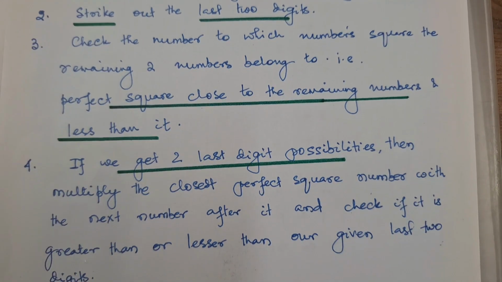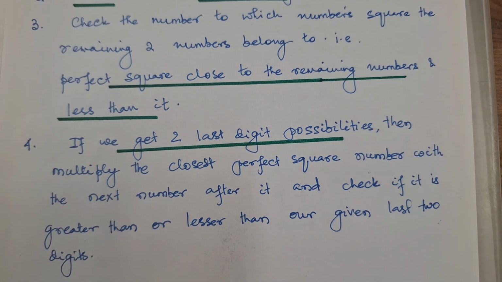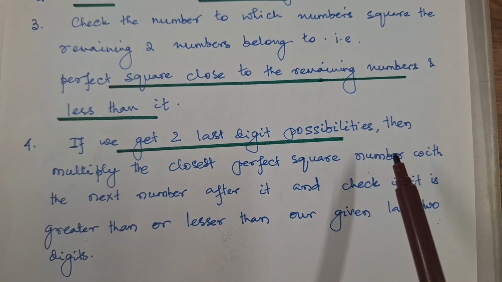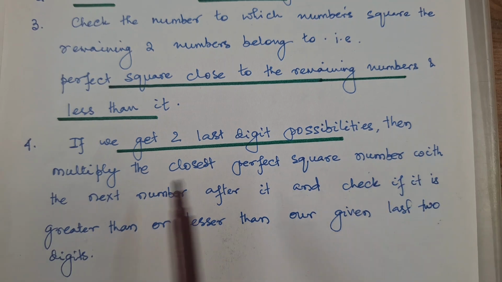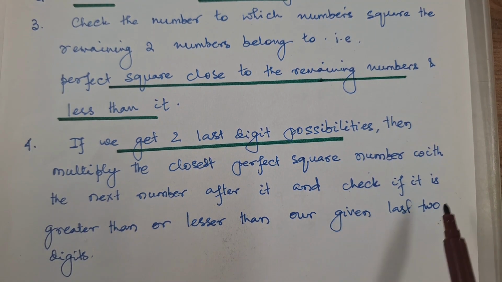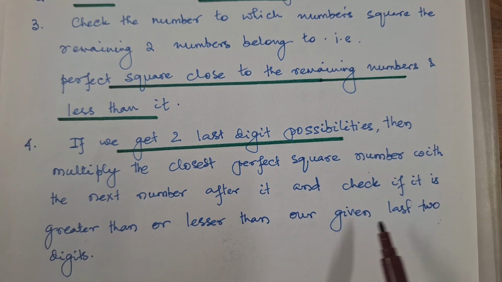Now, we might get two last digit number possibilities also. Then what will we do? Then whichever is the smaller number, we will multiply the closest perfect square number with the next number after it and check if it is greater than or lesser than our given last two or more digits. So, with this, I have explained it to you. But when we start doing our exercise, we will get our concepts much clearer.